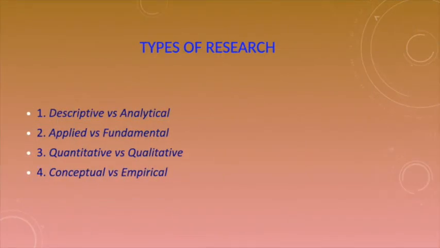The basic types of research are descriptive versus analytical. Descriptive research includes surveys and fact-finding inquiries of different kinds. The major purpose of descriptive research is description of the state of affairs as it exists at present. The methods of research utilized in descriptive research are survey methods of all kinds, including comparative and correlational methods. In analytical research, on the other hand, the researcher has to use facts or information already available and analyze these to make a critical evaluation of the material.